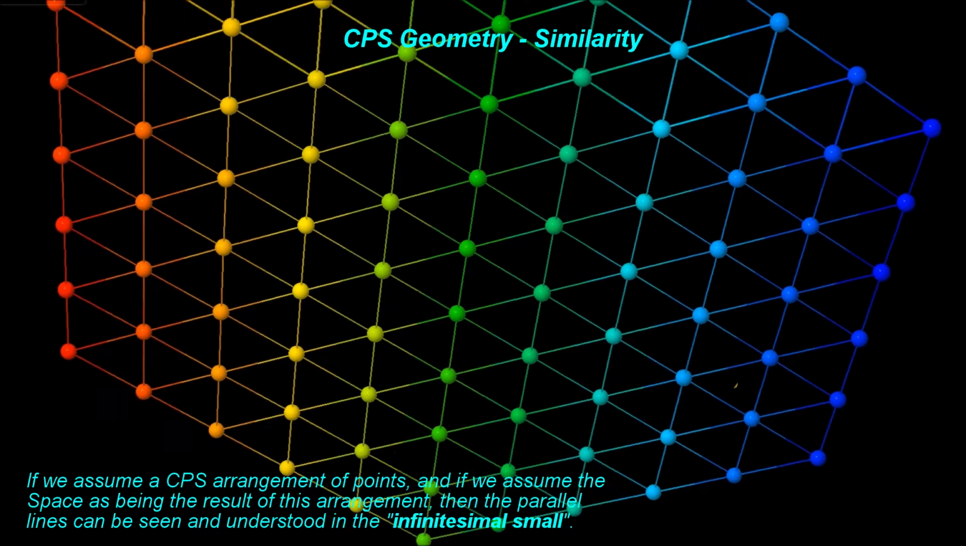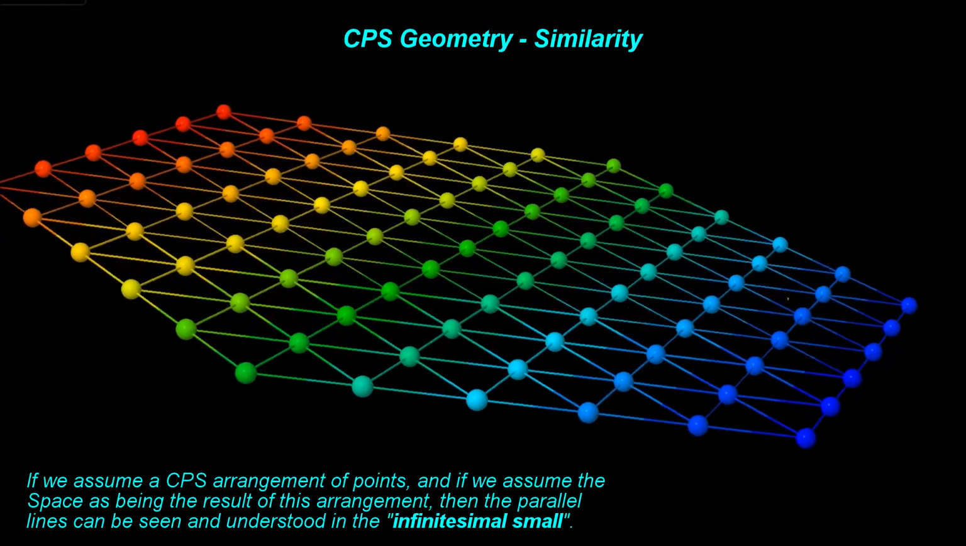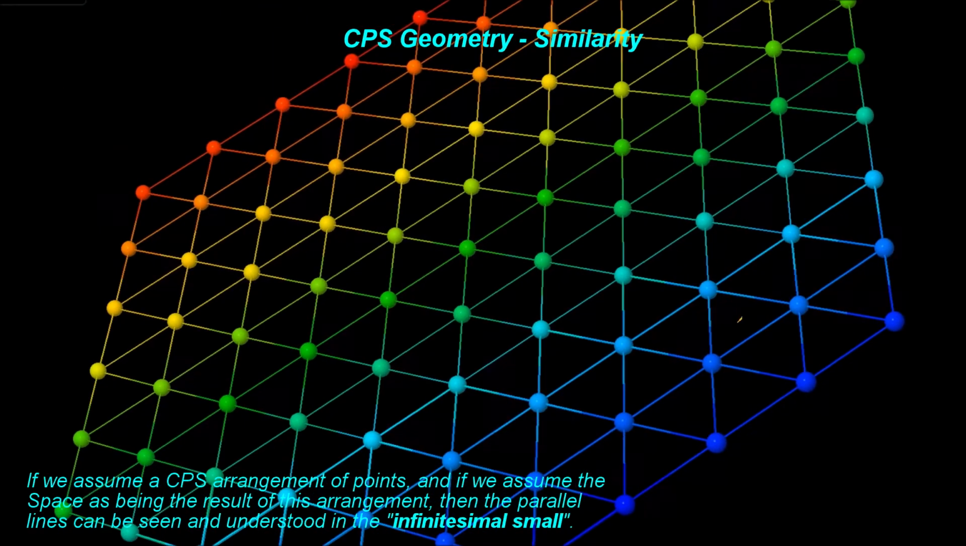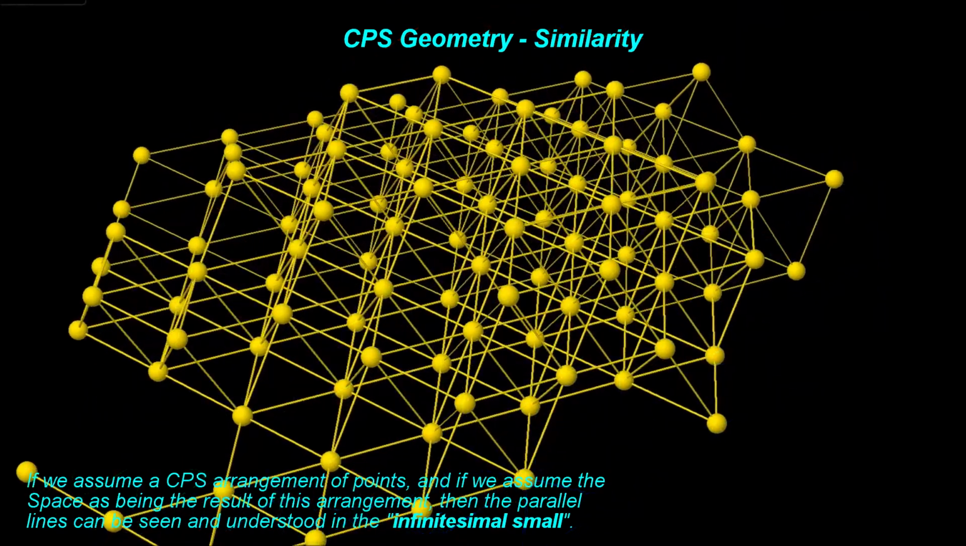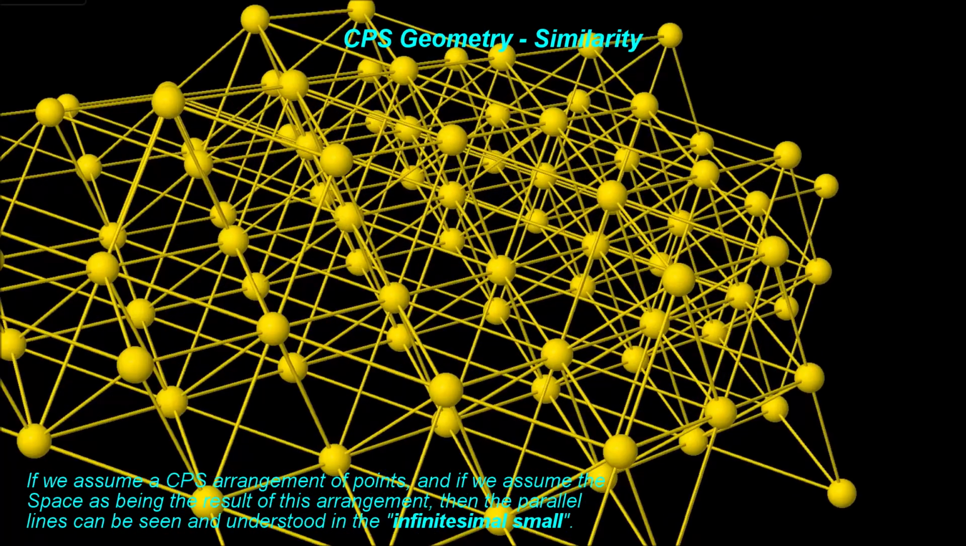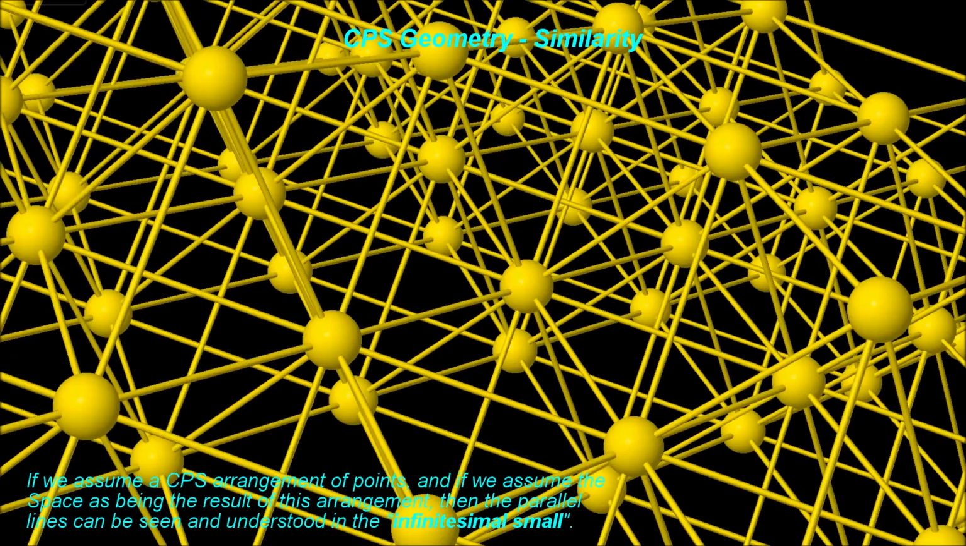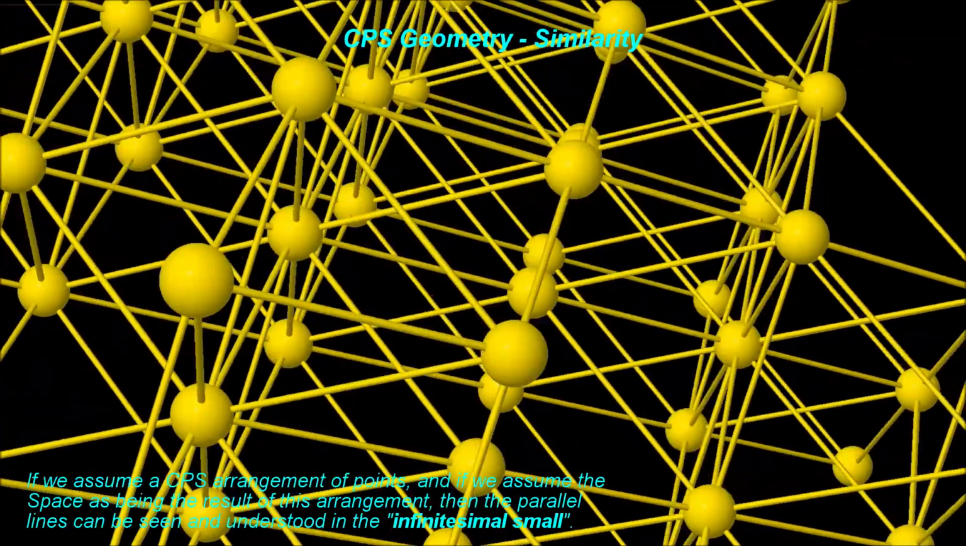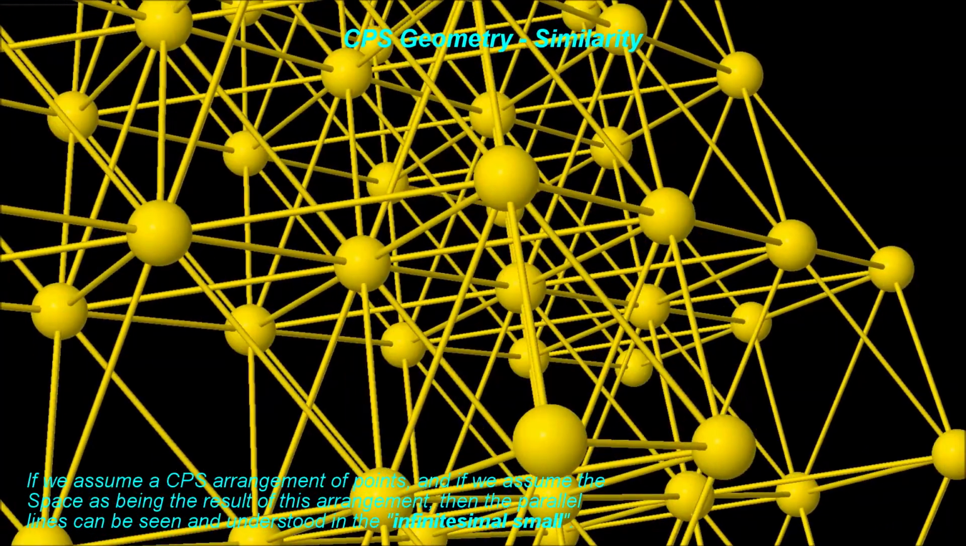If we take the CPS approach to the distribution of points in space, then the similarity between two triangles has a totally new meaning. Even more, the CPS approach of understanding and defining similarity also introduces the concept of quantization, or of discreteness.